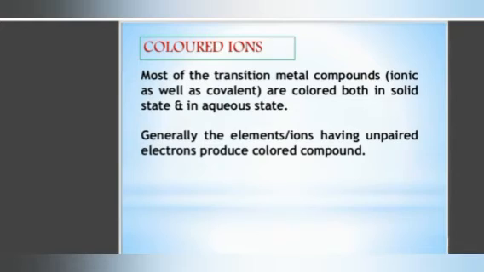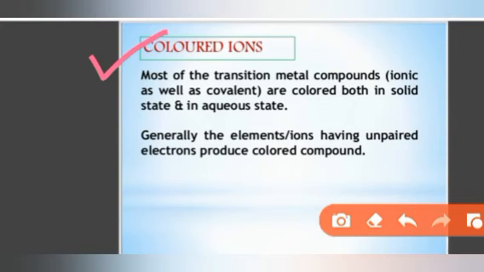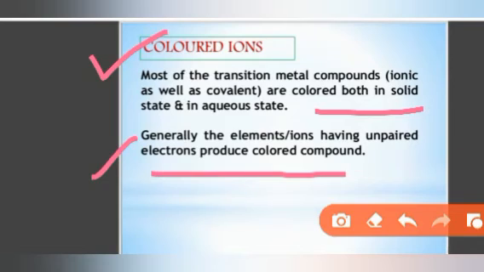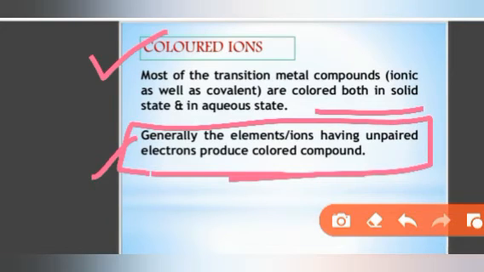It is one of the very important properties of d block elements that when they form a compound, it will be a colored compound. All those colored compounds, colored salts in the lab, are made up of d block elements. Most transition metal compounds are ionic as well as covalent, and they are colored both in solid state as well as in aqueous state. Generally the elements having unpaired electrons, or partially filled orbitals, form colored compounds.